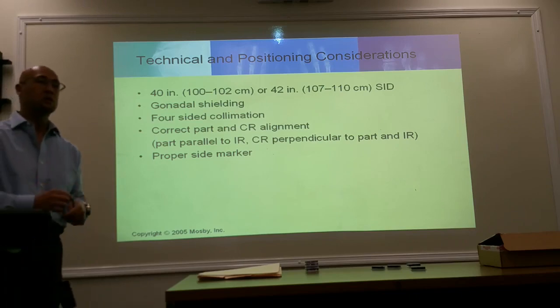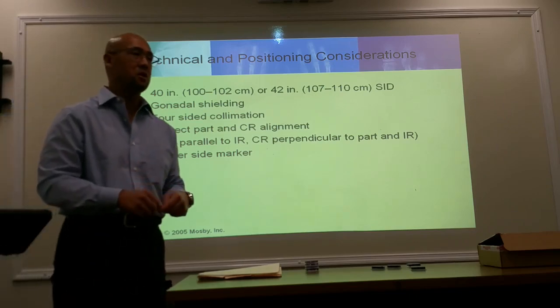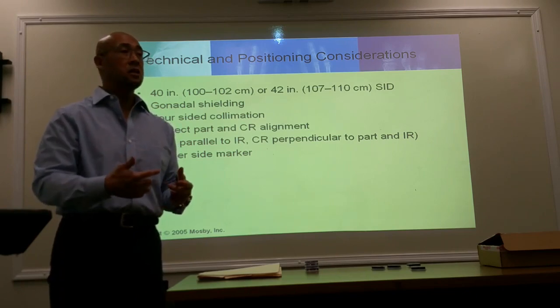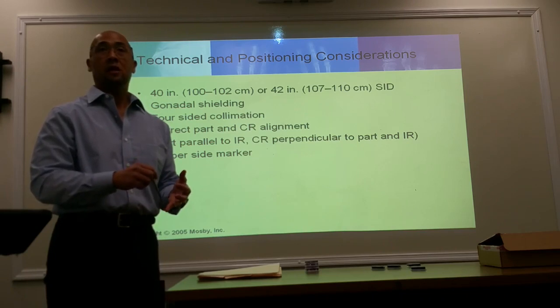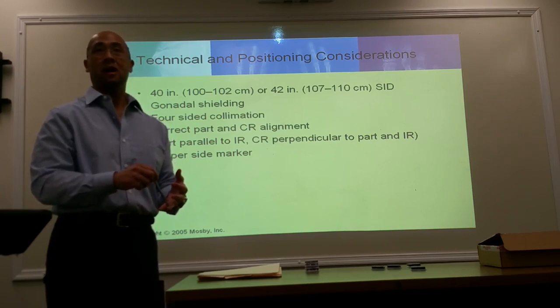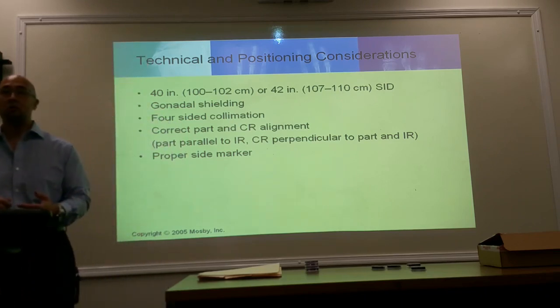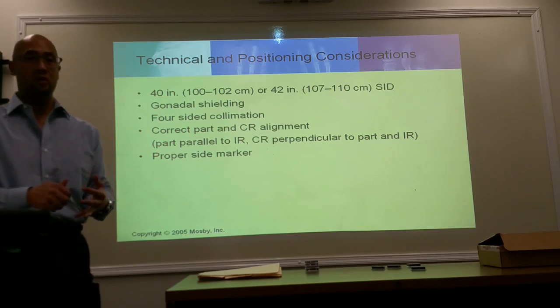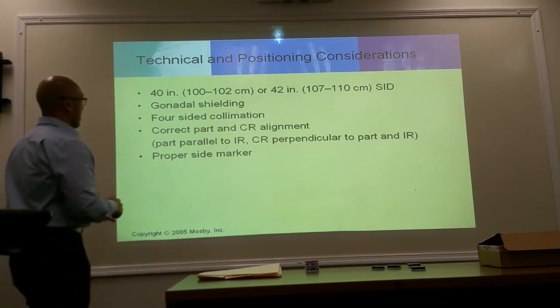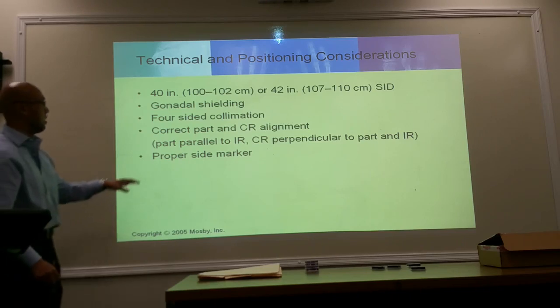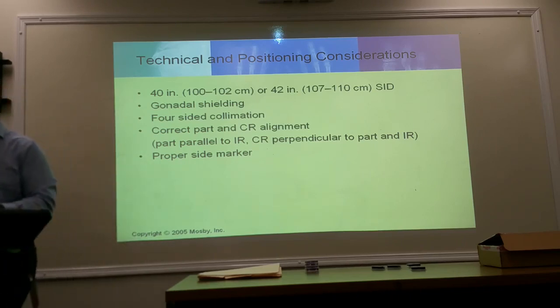Tight collimation reduces patient exposure, but what else are we doing to our image? Improving it. We're improving image quality. Collimation promotes good contrast, lower densities caused by scatter radiation, that's fog. And when you collimate, you're also going to increase the detail and resolution of your image. Correct part and central ray alignment: part parallel to the image receptor, central ray perpendicular to the part and the IR, and also proper side markers, anatomical markers.